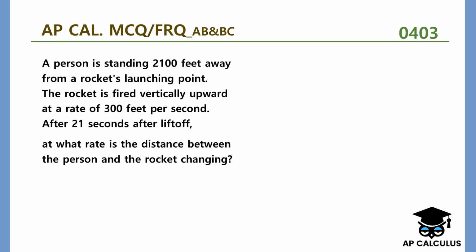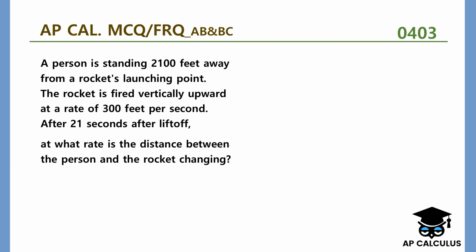Question 403. A person is standing 2,100 feet away from a rocket's launching point. The rocket is fired vertically upward at a rate of 300 feet per second. After 21 seconds after liftoff, the question is, at what rate is the distance between the person and the rocket changing?